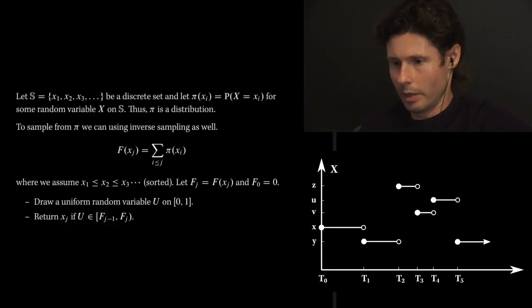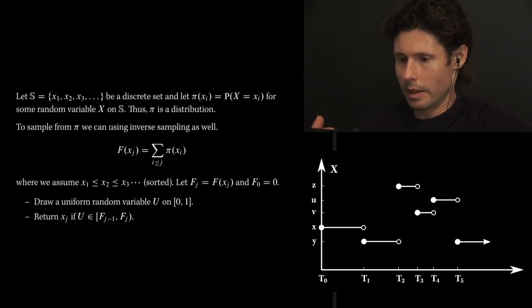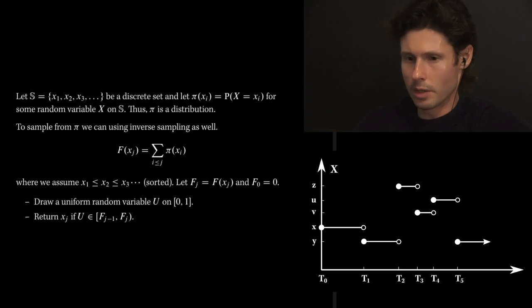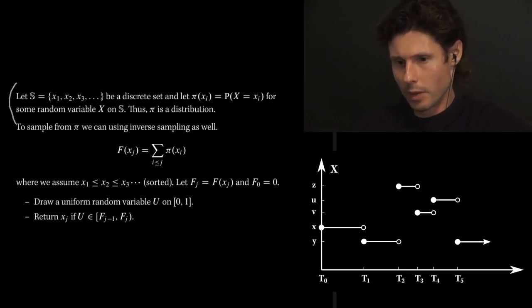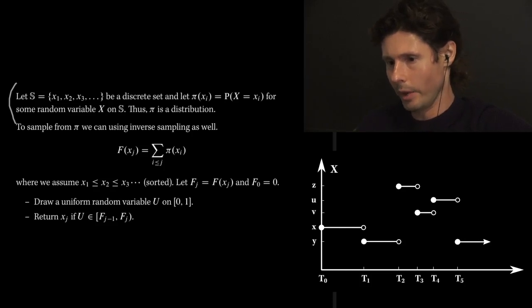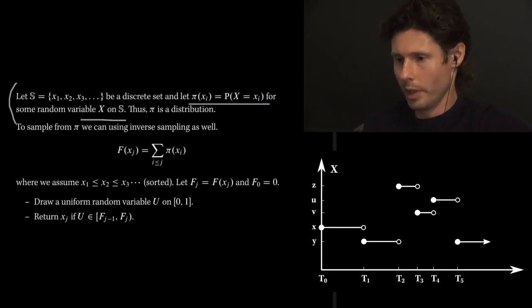The one other thing I want to mention, as far as inversion sampling, is how do you do this for discrete distributions? It has a very similar theory to it, but you have to implement it a little bit differently because of the discrete nature of the random variable. So this would be your set. I've labeled it here as points x1, x2, x3, and so on, possibly infinite. And we're going to take a random variable X on the set S. So this is a discrete random variable, and we're going to give it a distribution pi. So pi of xi will be the probability that X takes the value xi.